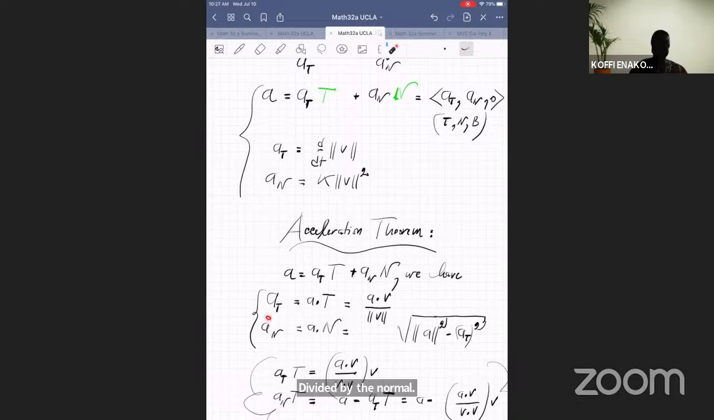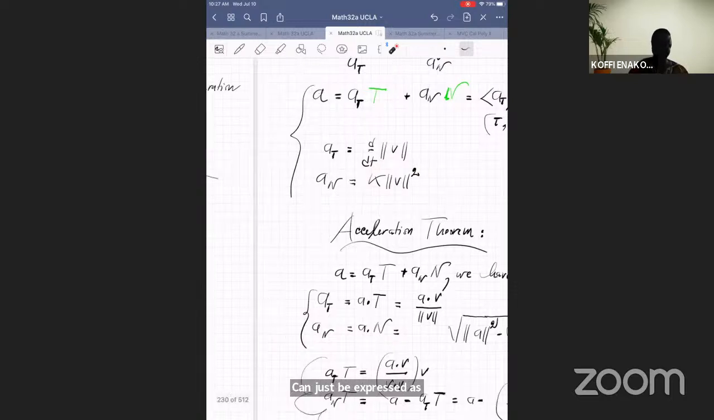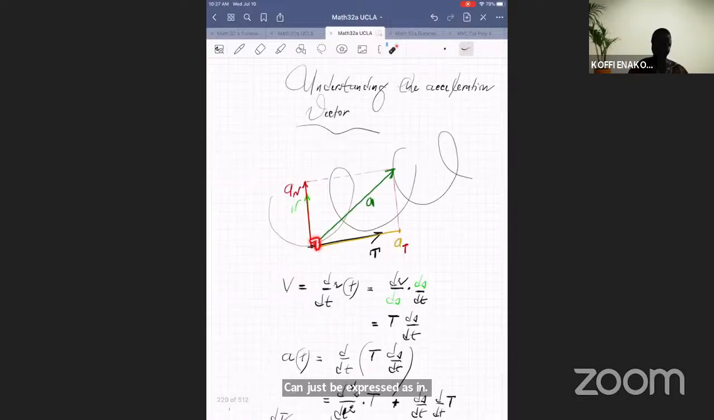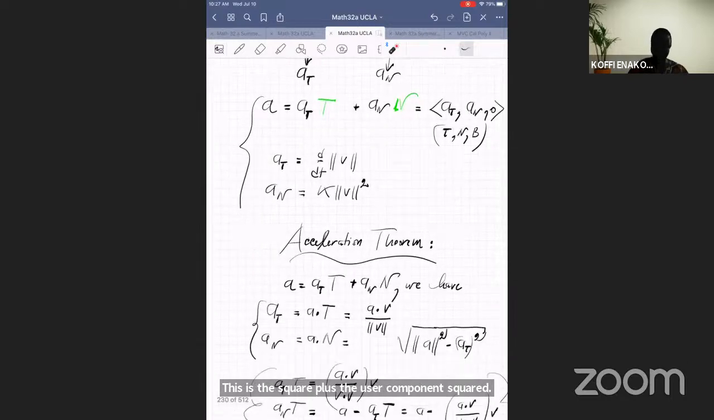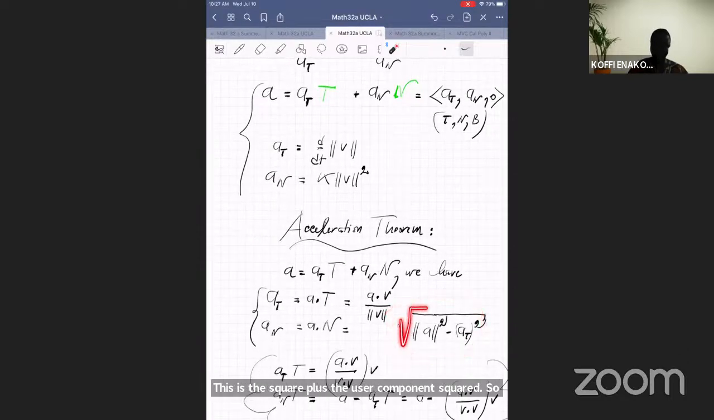Or the normal component, which depends on the curvature, can just be expressed as A dot N. But because of this right angle over here, the magnitude of A squared is the normal component squared plus the tangential component squared. So at the end, this is easy to see. The normal component will be the root of the norm of the acceleration vector squared minus A_T squared.